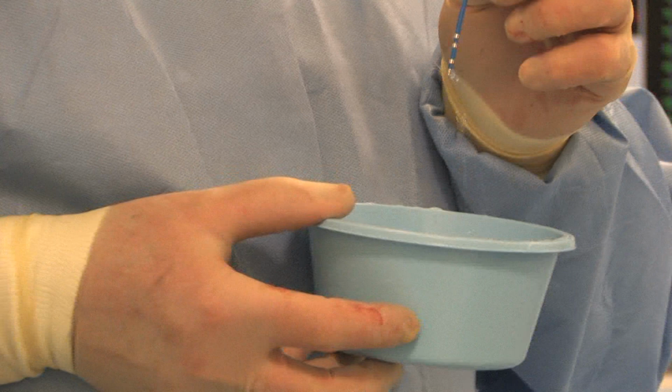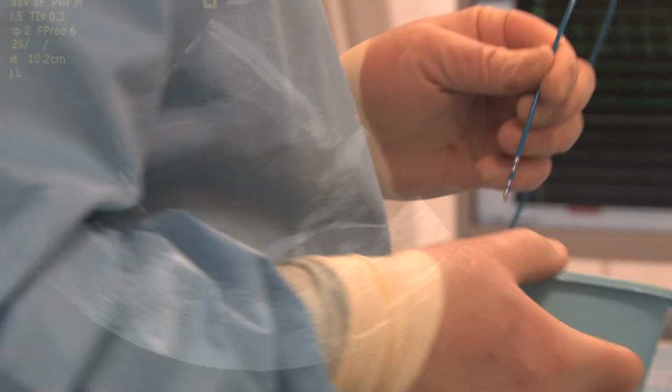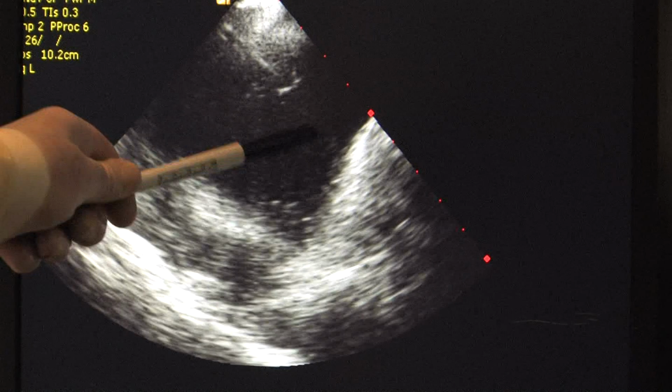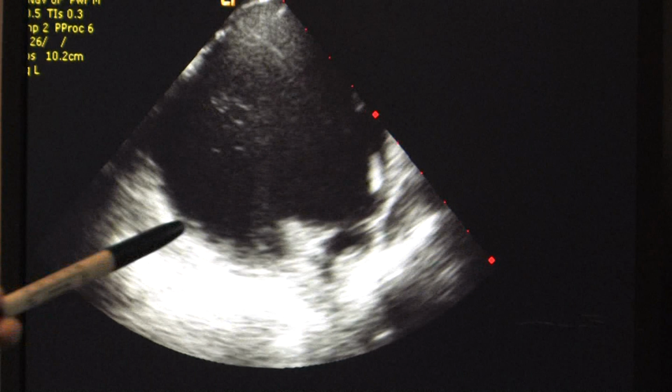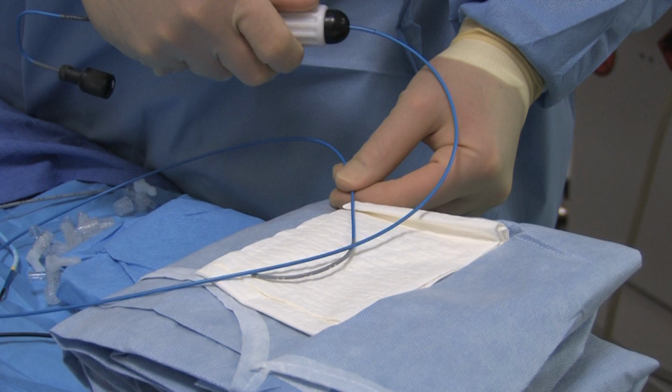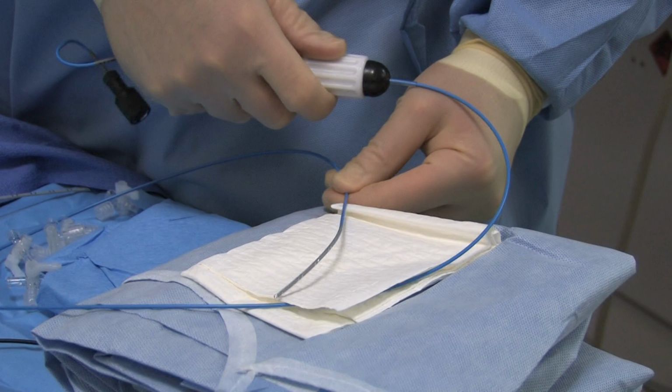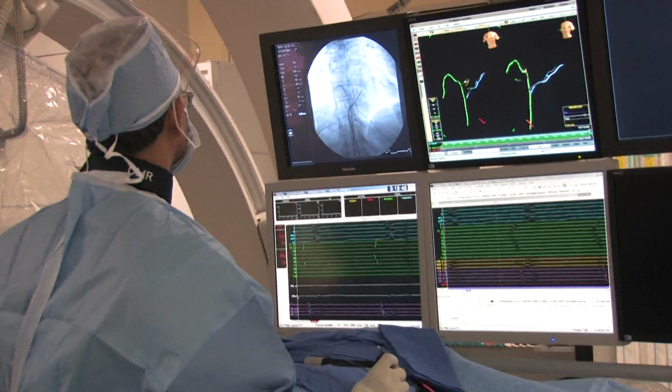Your doctor will use one catheter to put a solution in the heart to prevent clotting during the operation. The catheter can be seen here entering the heart and pumping the solution. Your doctor then inserts several other catheters into the heart. Ultrasound assists in knowing where each catheter is being placed.